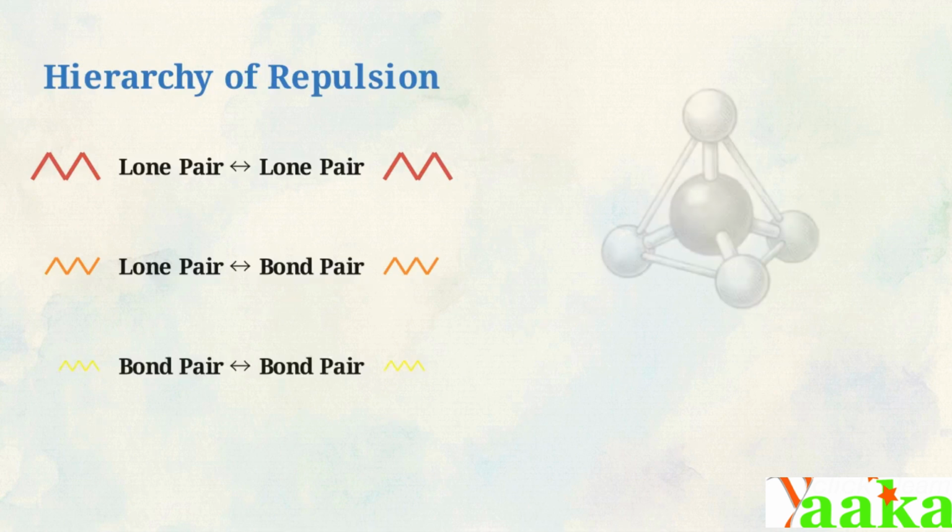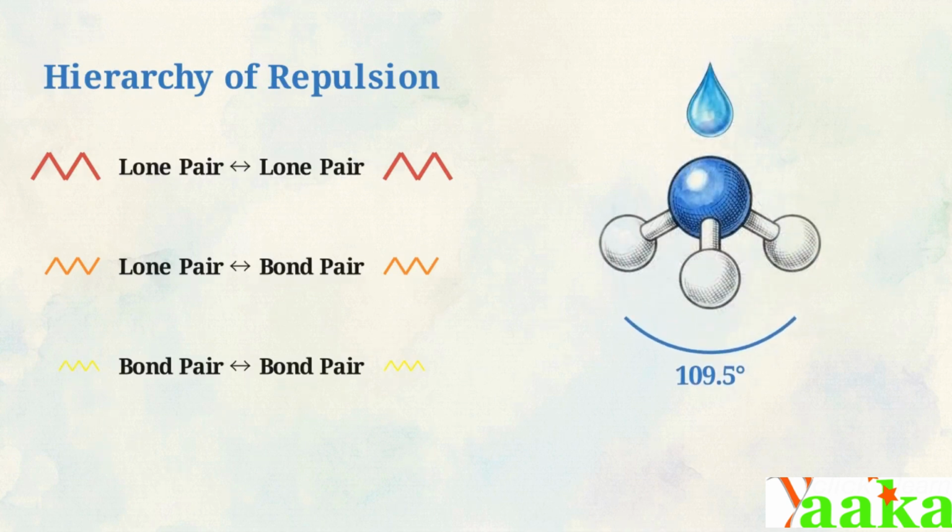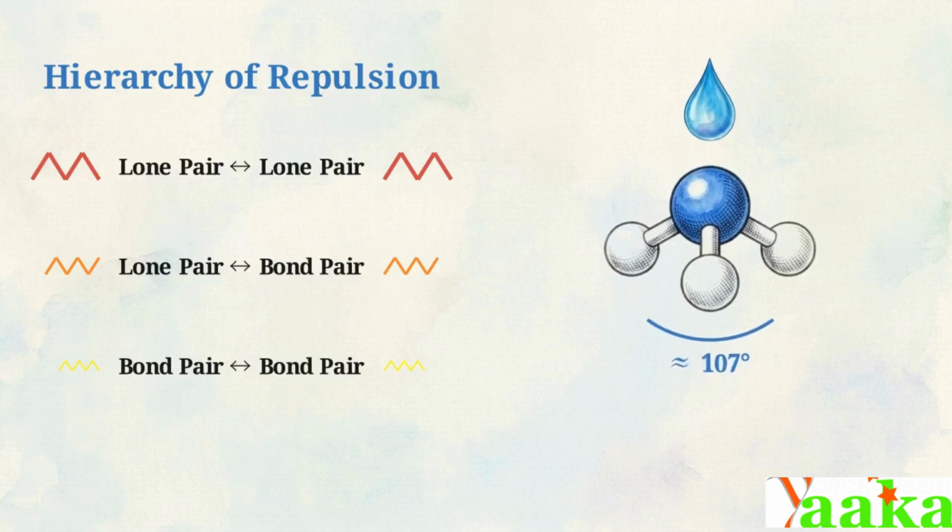This 3D model of methane shows the baseline geometry for 4 bonding pairs. The bonds space themselves out symmetrically into a tetrahedral shape, locking the bond angles at precisely 109.5 degrees. Now look at ammonia. It also has 4 electron regions, but one is a bulky lone pair. As it pushes down on the 3 bonding pairs, it compresses the geometry into a trigonal pyramidal shape, shrinking the bond angle to approximately 107 degrees.